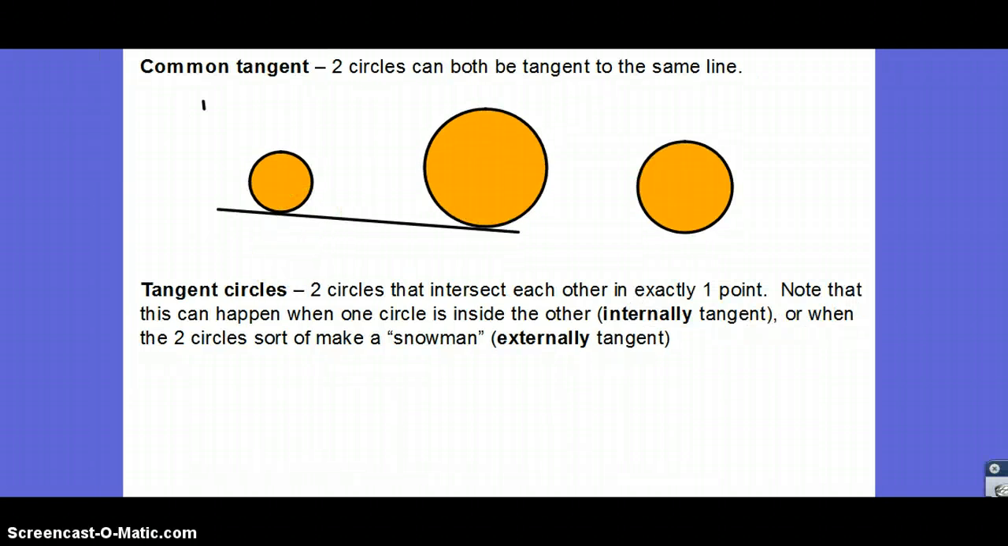Do I really want to open myself up for more failure? You could also have a line that's tangent to two circles kind of like this. Oh, look at that. That's pretty good. I'm going to leave that one. A line that could be tangent to two circles like that.